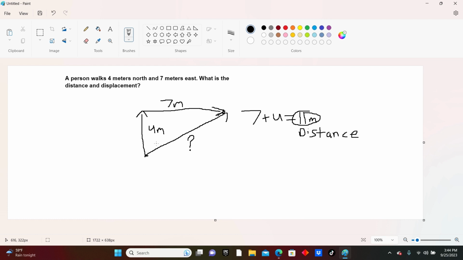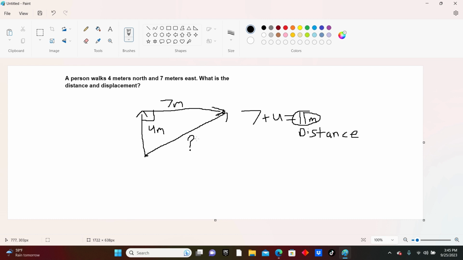If we have it going north 4 meters and then east, the angle created here is 90 degrees. It's going directly from north to east, so it creates a 90-degree angle. Now we can just use the Pythagorean theorem. If you don't know what that is, it's the square of one component plus the square of the other component, and the square root of that gets you the magnitude of the hypotenuse. The longest side is known as the hypotenuse. So it would be like this.